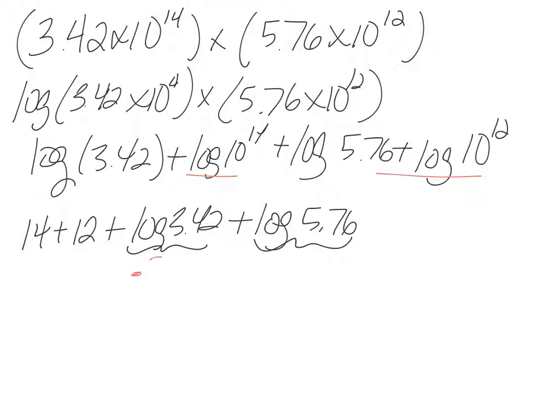I'm going to look these up on my handy dandy little table, and I'll be right back. Here I have 0.5340, and here I have 0.7604. So if I add all four of these together, I get 27.2944. What do we do with that? Okay, I need a new slide, sorry. So we are at 27.2944. I can actually split that up into 27 plus 0.2944. And what does that mean?